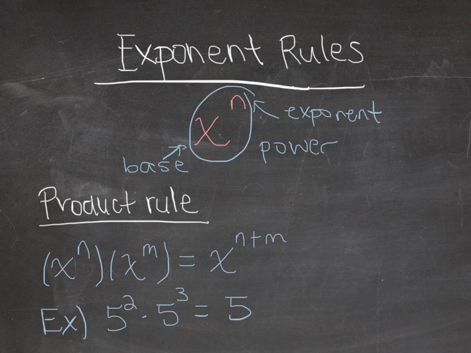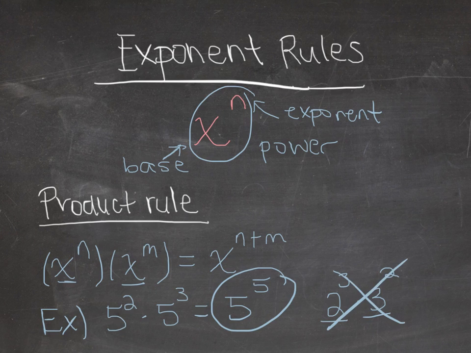For example, if I have 5 squared times 5 cubed, that's going to be equal to 5 to the 5. I just add the exponents together. But I have to have like bases. If I have something like 2 cubed times 3 squared, I don't have like bases, so I can't bring those together. That doesn't work with the product rule.